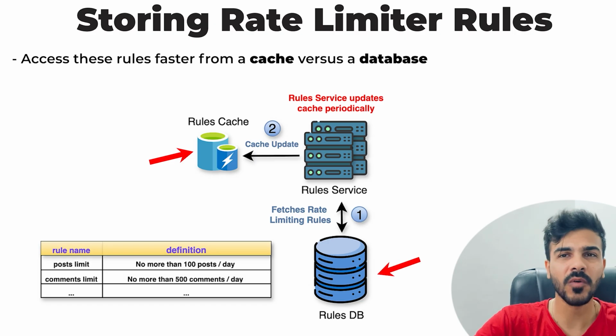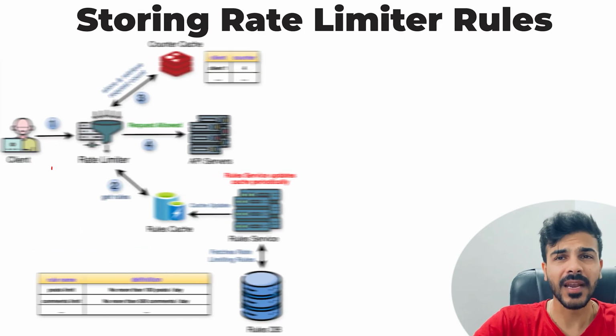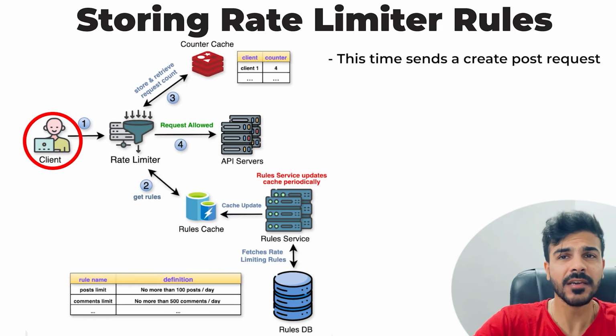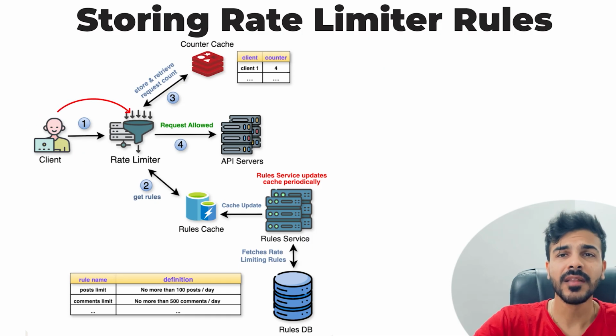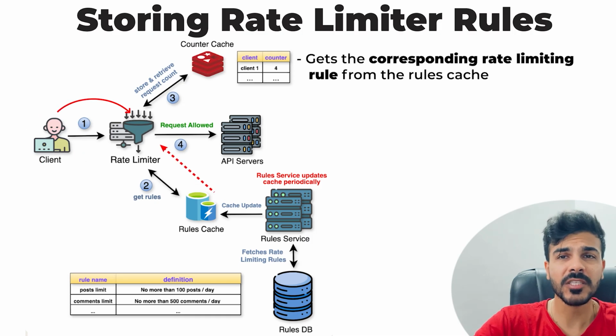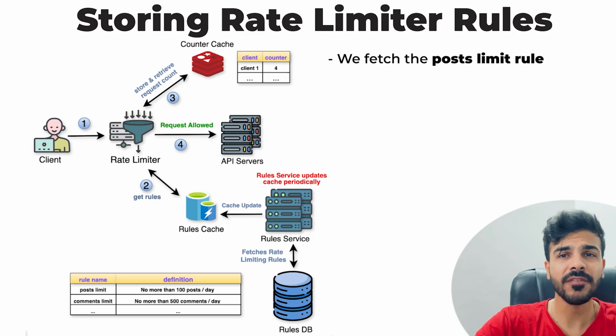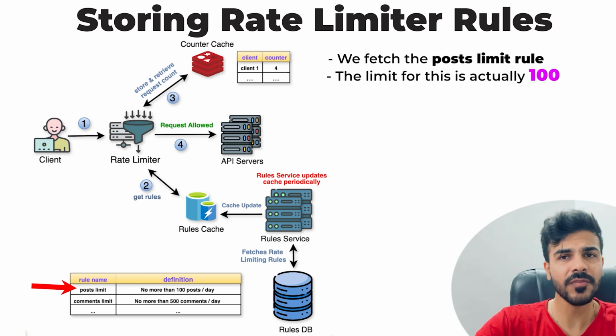Now let's see how the overall flow looks. The client, perhaps this time, sends a create post request. This request first reaches the rate limiter. The rate limiter gets the corresponding rate limiting rule from the rules cache. Now, since it's a create post API, we fetch the posts limit rule. And we see that the limit for this is actually 100.